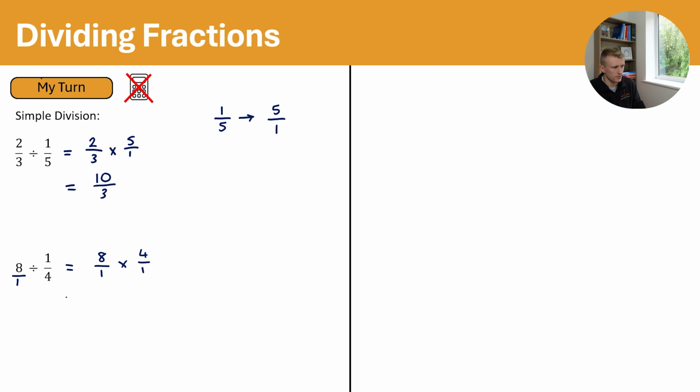I can then multiply these fractions together. So 8/1 is just 8, and 4/1 is just 4. So 8 multiplied by 4 is 32. And that also makes a lot of sense because we're doing 8 divided by 1/4. In other words, how many quarters go into 8? Well, we know that there are 4 quarters in one whole. And if we've got 8 wholes, then we've got 8 times 4, which is 32 quarters.